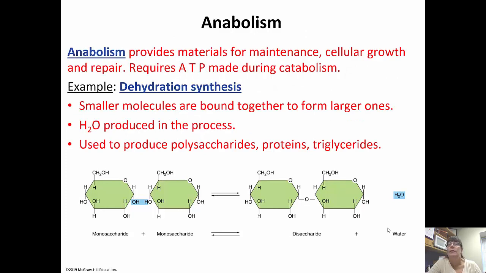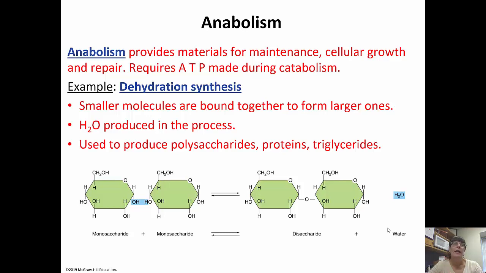So anabolism provides materials for maintenance, cellular growth, and repair, but again, it requires the ATP that is made from catabolic reactions. So an example would be dehydration synthesis. Basically what happens is water is removed, and where the water was, a bond is formed. So smaller molecules are going to be bound together to form larger ones, and water is going to be produced in the process. So you could think of it as those molecules are then missing water.